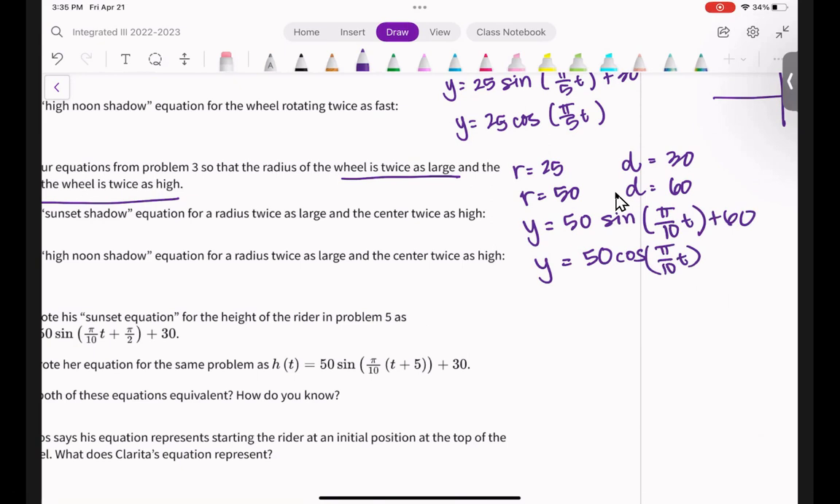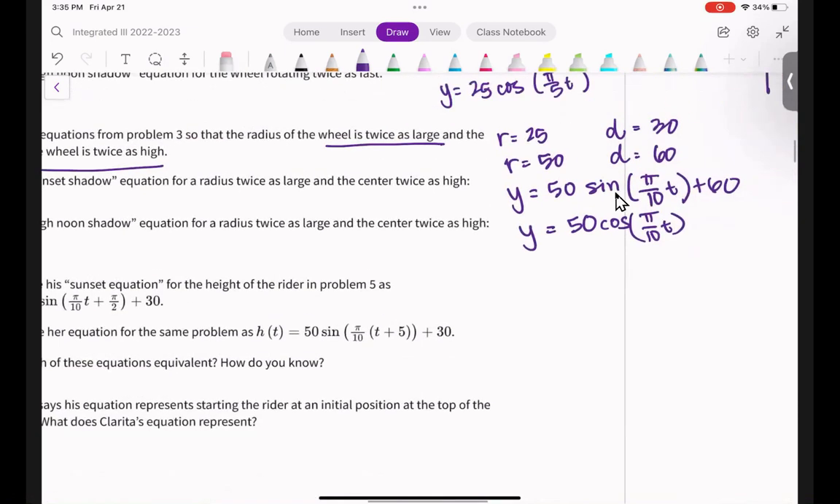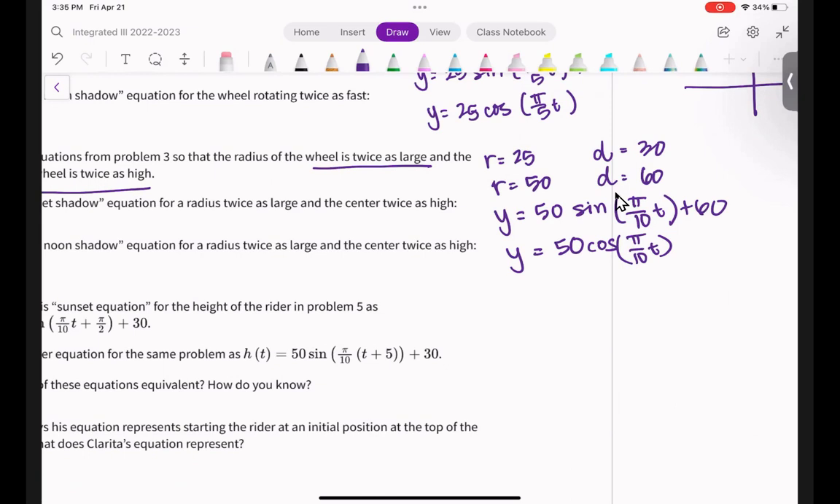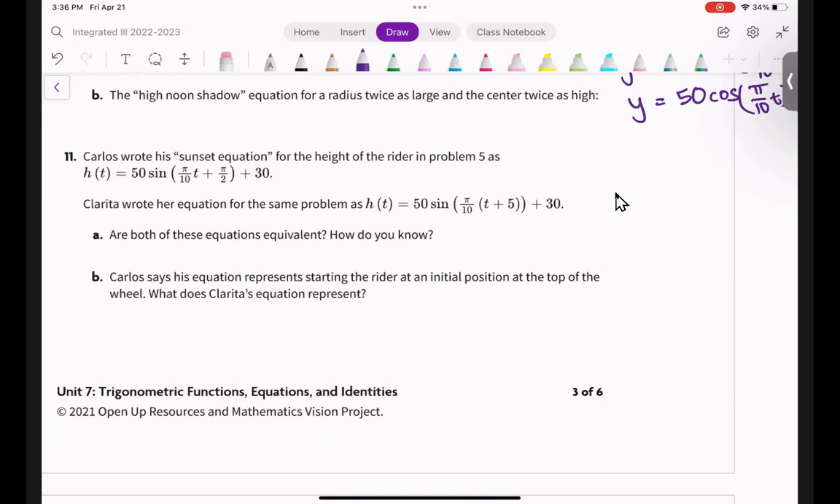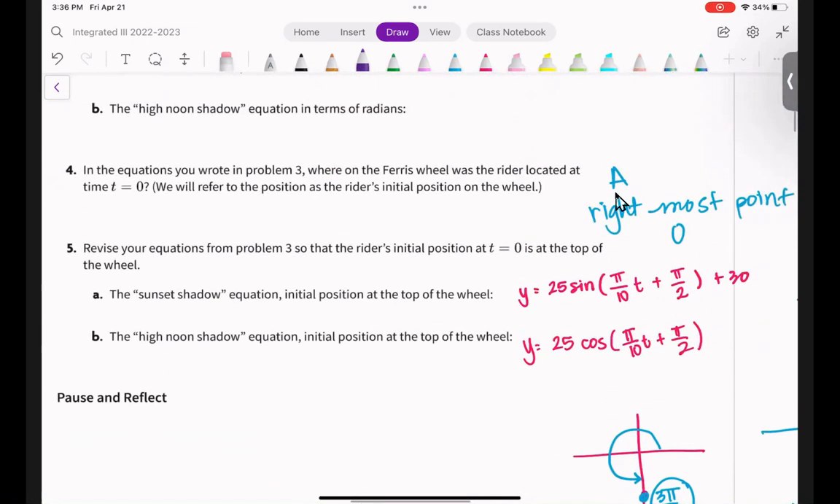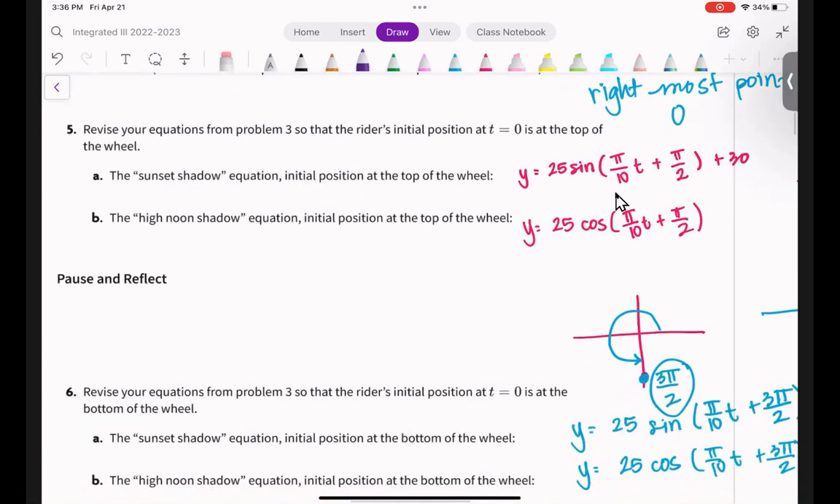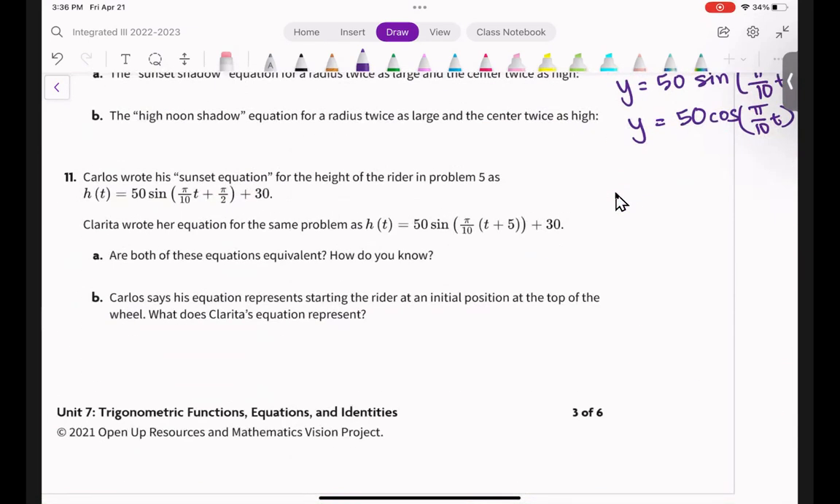Right? So there's your equations. I think I moved on that one too quickly. Okay, so now it says Carlos wrote his sunset equation for the height of the rider in problem 5 is this. Okay, so problem 5. What was problem 5? Sorry for making you dizzy. Oh, when the rider is at the top of the hill. Okay, so look at your equation, what we wrote together. So now he wrote this: 50 sine pi over 10t plus pi over 2 plus 30.